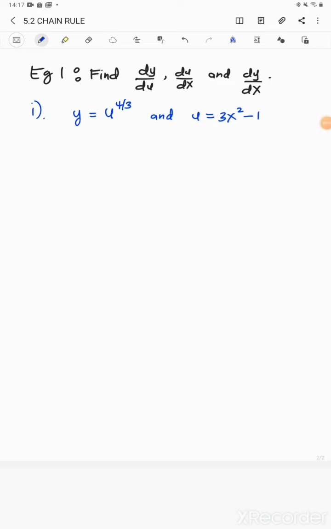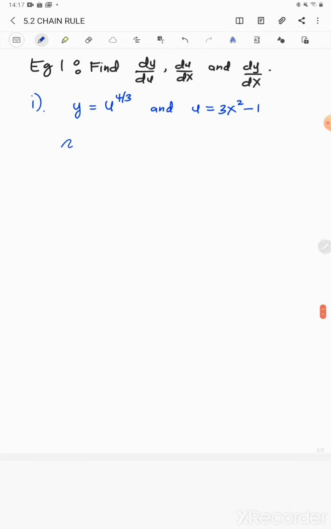Example 1, find dy over du, du over dx, and dy over dx. Remember the formula just now, but for this one you have to do step by step, where the first one you have to find dy over du. So now we have y equal to u power of 4 over 3. Differentiate this, what you get is 4 over 3, bring the power to the front of u, power 4 over 3 minus 1. So now we get 4 over 3 u power of 1 over 3, since 4 over 3 minus 1 is 1 over 3. This is the answer for dy over du.